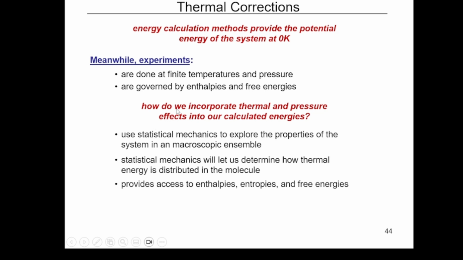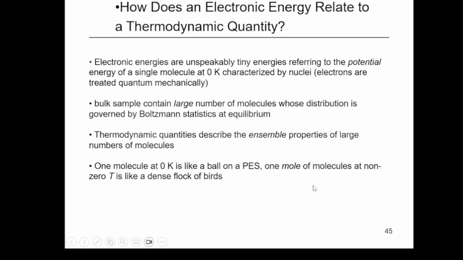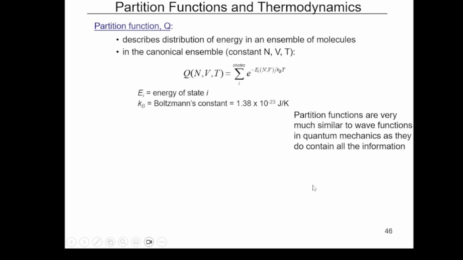These corrections are generally implemented through statistical mechanics to explore the properties of a system in a macroscopic ensemble. So statistical mechanics will let us determine how thermal energy is distributed in the molecule, and it provides access to enthalpies, entropies, and free energies. Now, in this part of the course, I'm not going to go through the entire statistical thermodynamics because that is beyond the scope of this course.